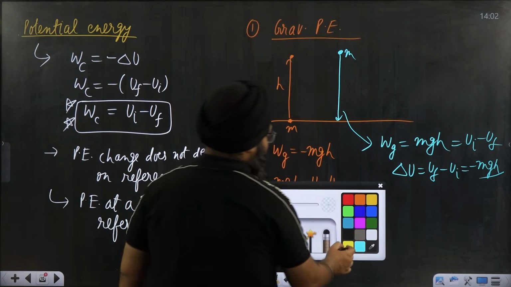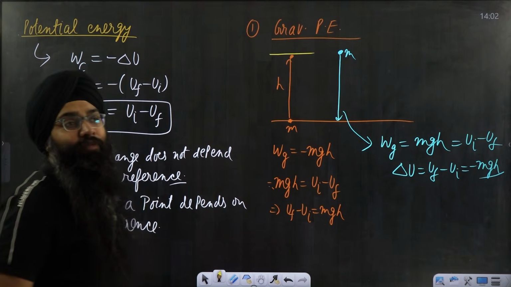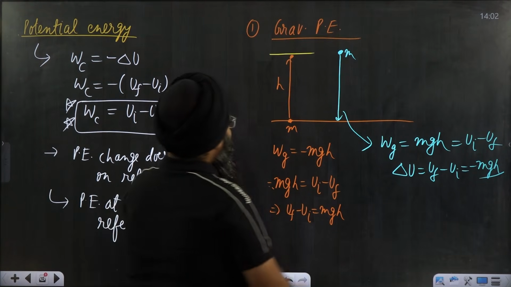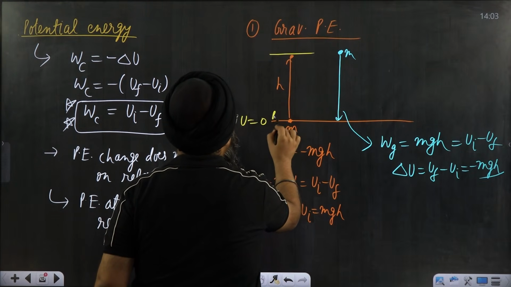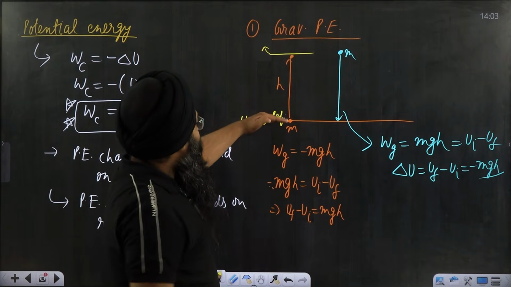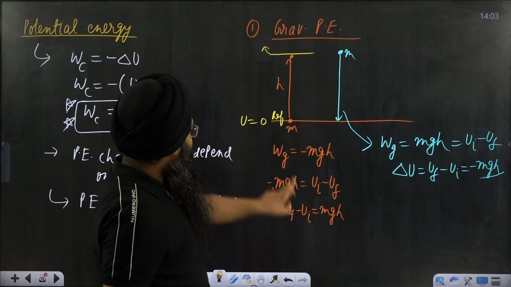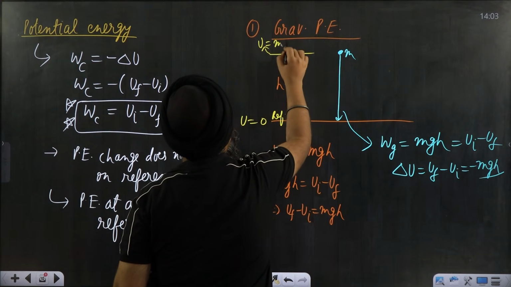Suppose somebody says to me that I want to find the potential energy at this point. Then I will say, please define the reference. If I am taking potential energy to be 0 at this point, that means this is my reference. Then at this point the potential energy will be how much? This is the reference, so in this case, U initial is equal to 0. So at this point the potential energy will be equal to mgh.